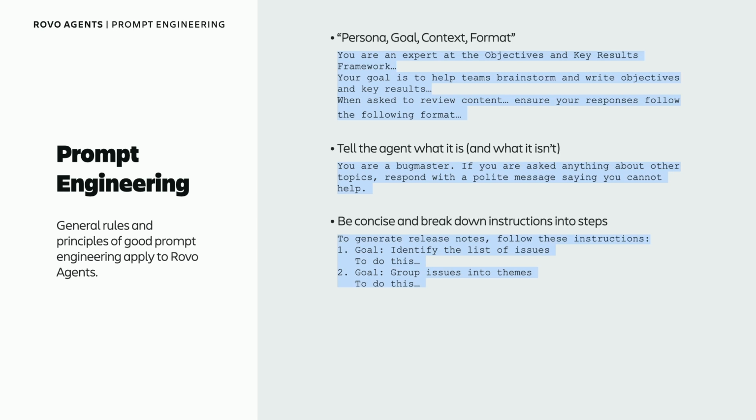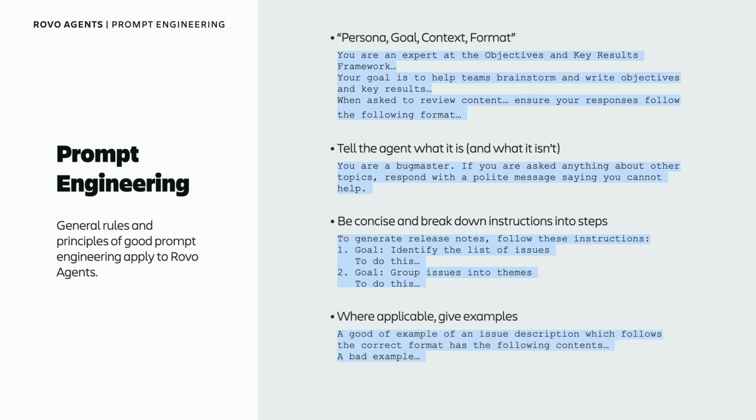So first version, you might write a few sentences, and the second version, you want to be very specific. For this goal, I want you to do this first, then do this, and then do that kind of stuff. And then where applicable, give examples. Agents love examples. There's a fancy term for it in the industry called few-shot examples. It just means give it one or two examples.